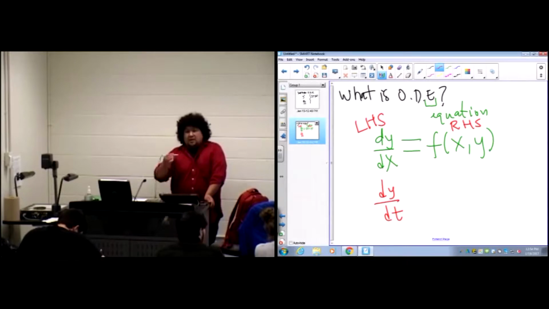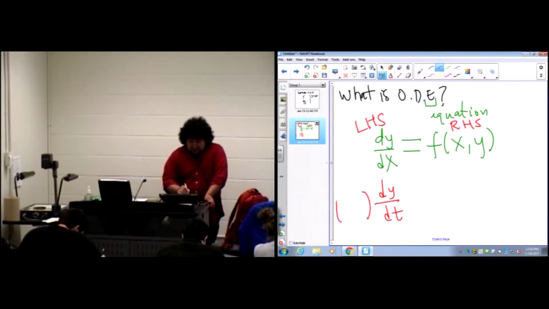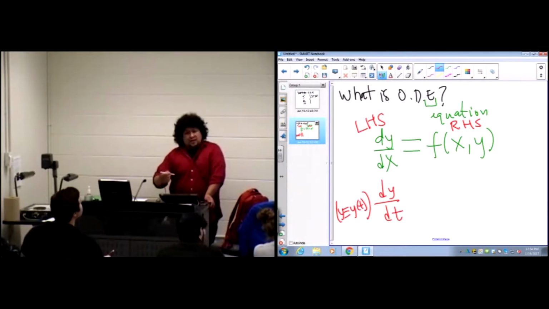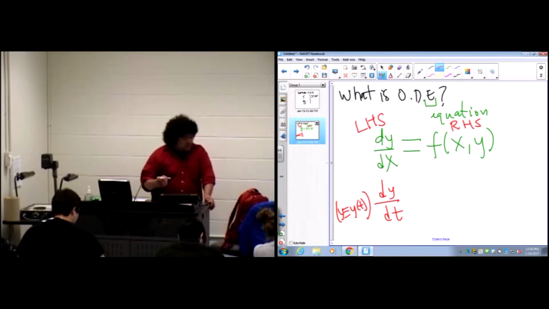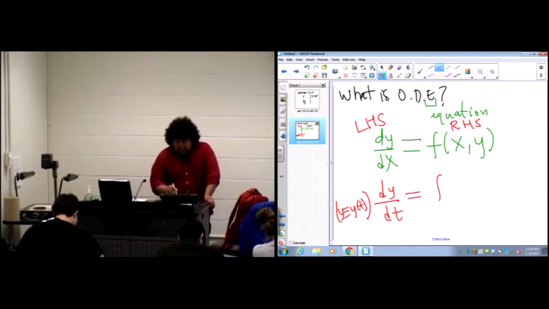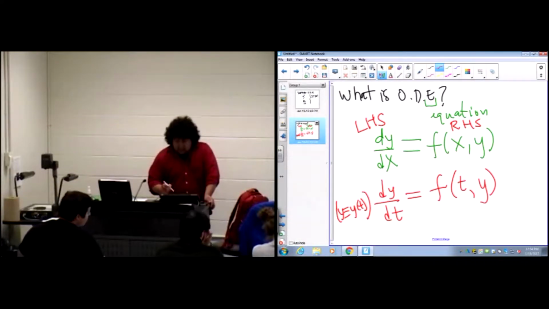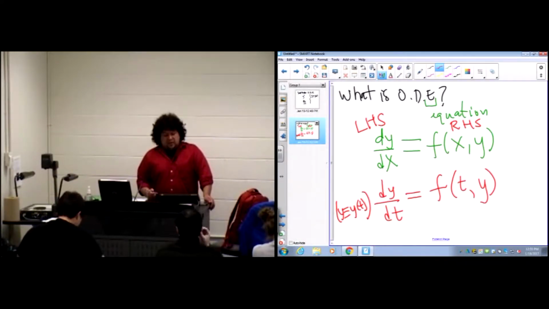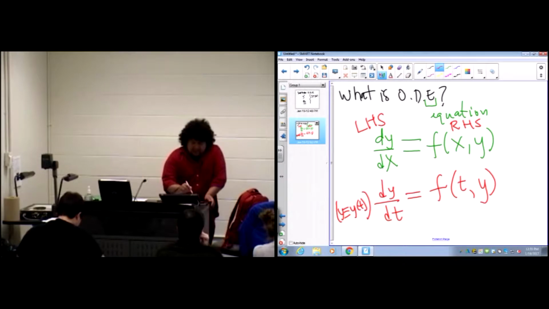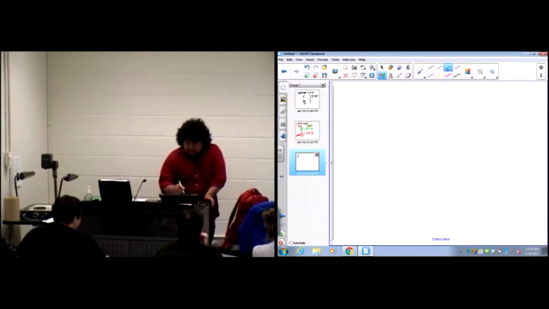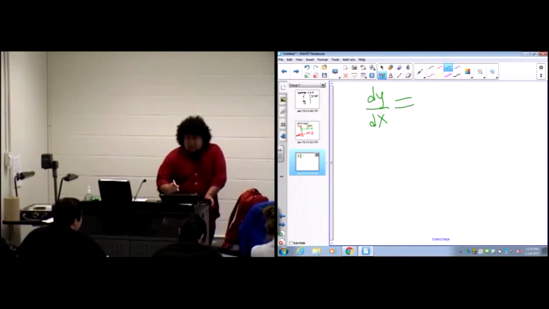Okay? So I could write this very much the same as dy/dt, and if I do that, I'm assuming that y is a function. By writing this, I'm assuming that y is a function of t, and therefore I take the first derivative with respect to t. And then I could write f of t comma y instead of x comma y.